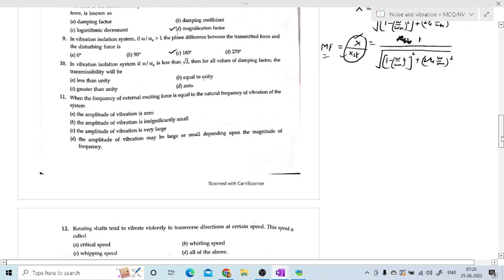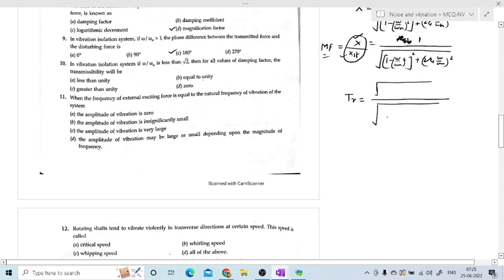Okay, next, 10th, just read the statement for the 10th. In vibration isolation, if omega by omega n is less than root 2, then for all values of damping factor, the transmissibility will be. Now see, I am going to write the formula for transmissibility first. The transmissibility, it may be force, it may be displacement. The transmissibility formula, how to remember, I have given in earlier videos.